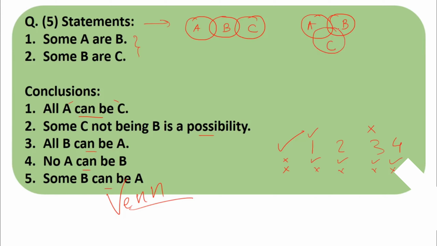On drawing this diagram, let us see if both these statements get satisfied. Some A are B, yes, it is satisfied. Some B are C, yes, it is satisfied. So this is also a possible diagram. There is another possible way, and how to derive that? Look at the conclusion. They are talking about "all A can be C", so they are talking about a possibility. So let's draw all A can be C. This is A, and this is C.